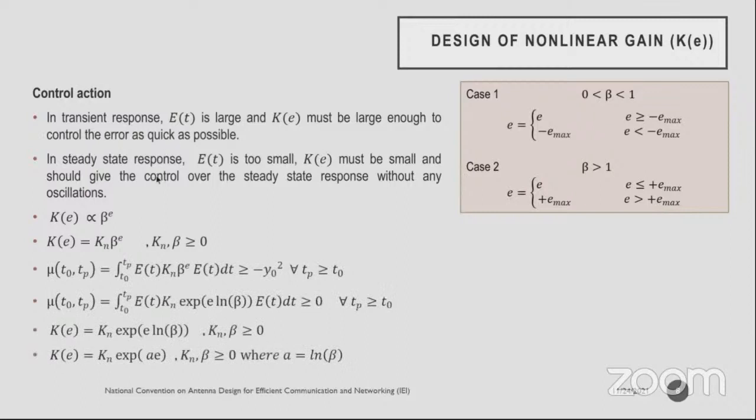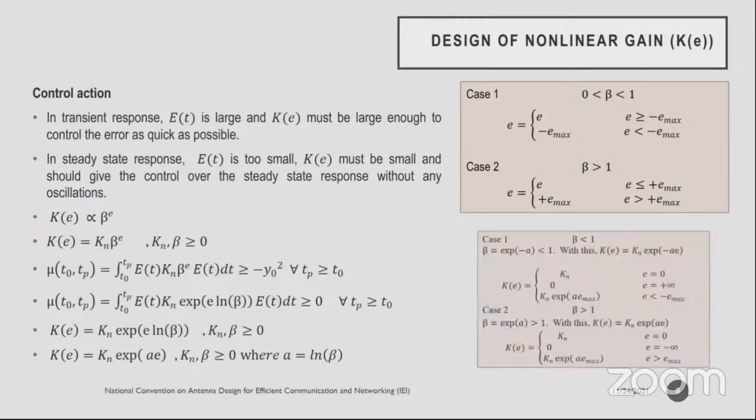The condition is already given according to the proposed stability criterion, so instead of K of E in the integral of E of t into dt, we substitute Kn e to the power beta E. Instead of Kn e to the power beta E, we can also write it as e to the power lambda beta E, where this E is the error. Then we can take K of E equal to Kn e to the power lambda beta E. Kn and beta must be greater than or equal to 0. With this, we can have two conditions.